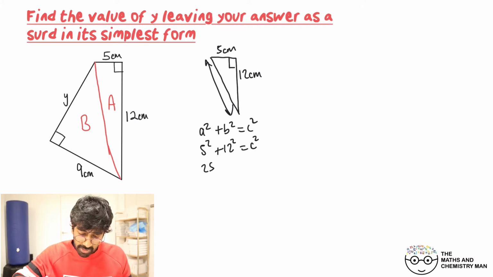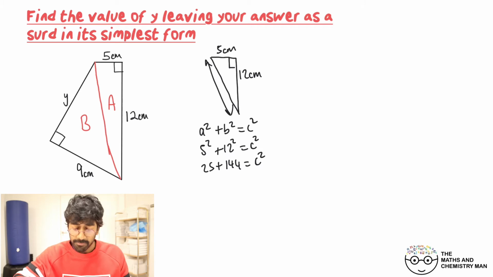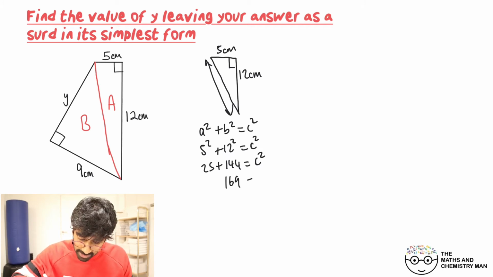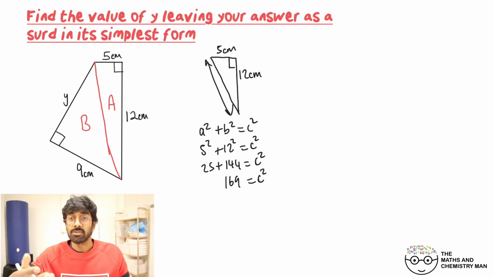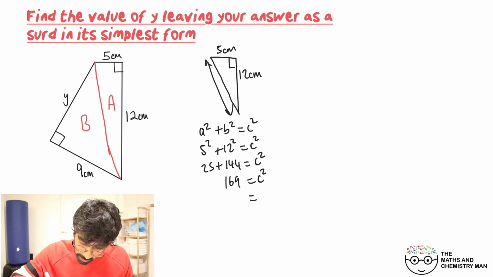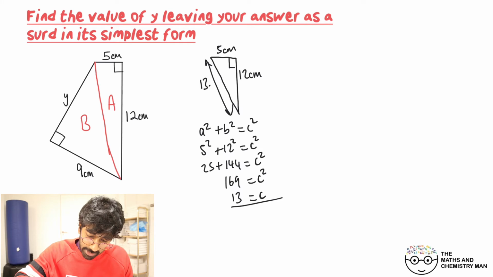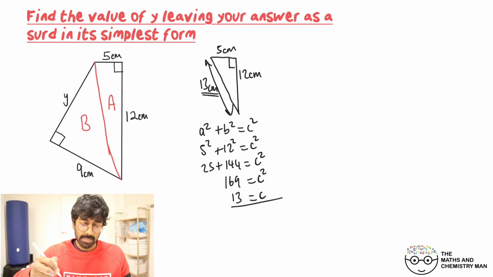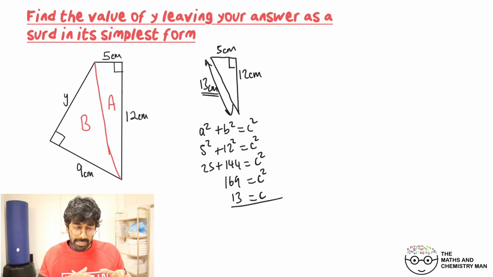5 squared is 25 and 12 squared is 144, equal to c squared. Add those together, I think that's 169 is c squared. And so to find c, we'll just square root that. Square root that, and we have 13. There we go. So this length here is actually 13 centimeters. And now we can use that and pop it into the triangle for B.